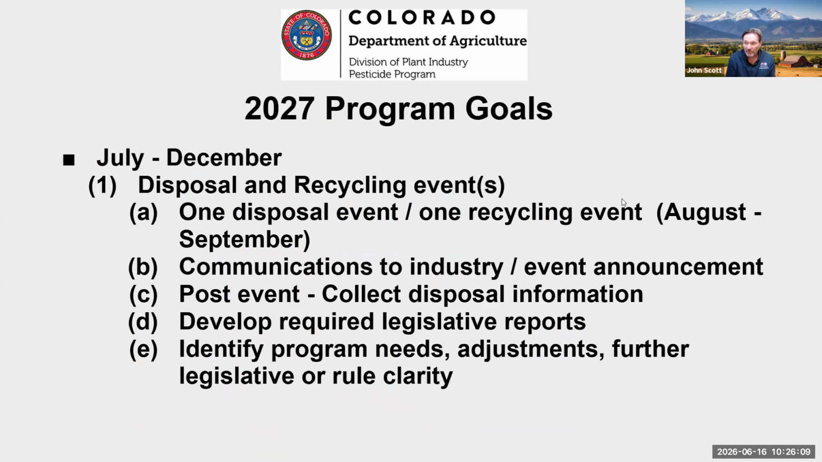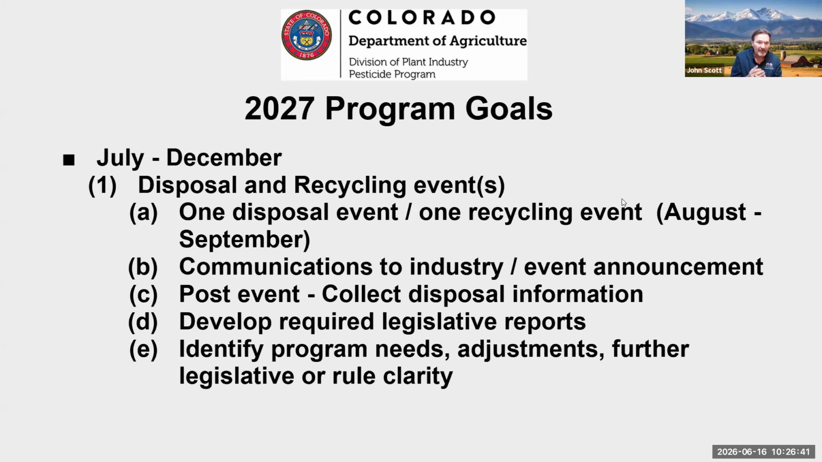And then from July 2027 through December, our goal is to have at least one disposal event and one recycling event sometime between August and September. Conceptually, we're working with our contractors to see if those time frames work. Again, communication with the industry, event announcement, post-event, collecting disposal information and developing our required legislative reports.